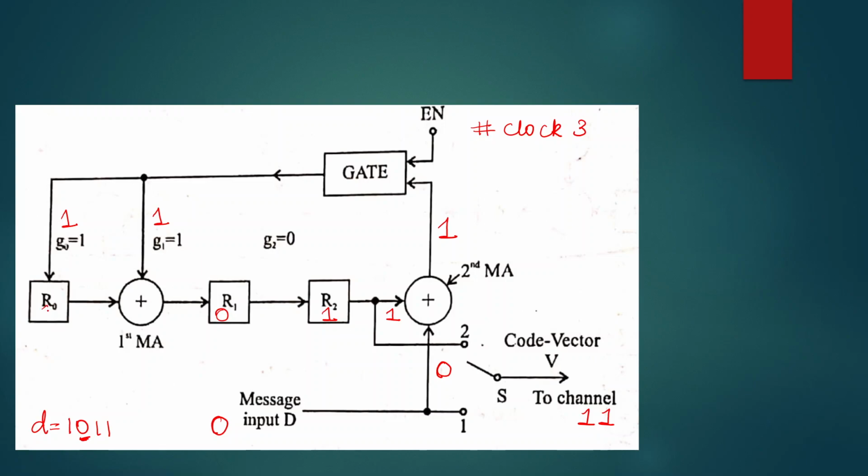So 1 will enter here. Previously 1 was there, so 1 modulo 2 added with 1 is 0 again. The 0 which was there previously in R1 gets shifted to R2. Now what is going to happen? 1011 is the content, so data in is 0 and the R0, R1, R2 data is 100. Okay, so this is clock number 3.